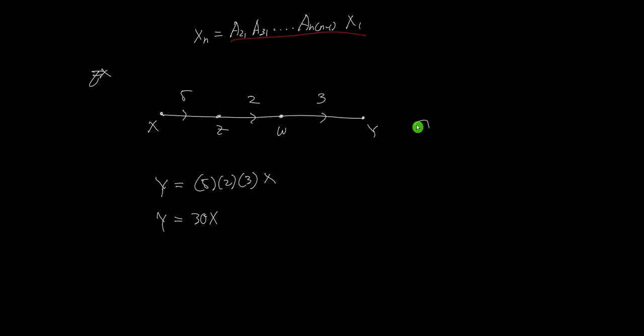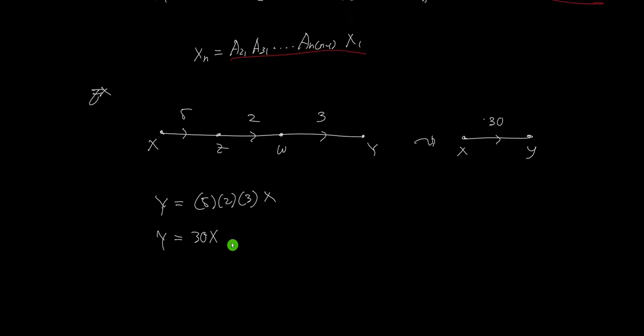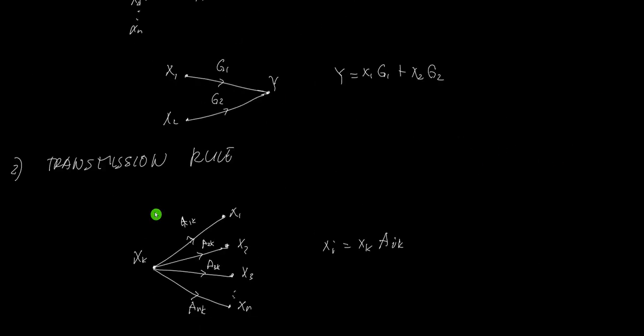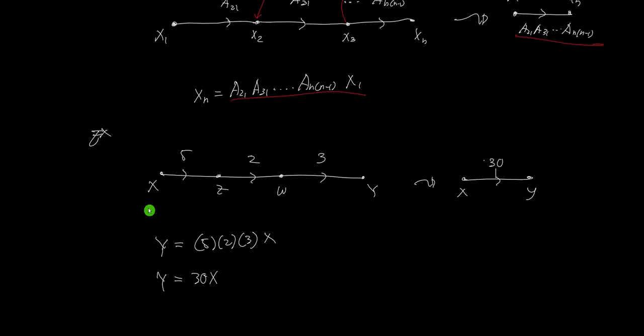So the equivalent of this in a single branch signal flow graph, we have an input x, output y, and this one is just equal to 30. So if I solve for y, y is just equal to 30 times x. So that's how we simplify a signal flow graph. Those are some rules that we need to consider when we are treating signal flow graphs.